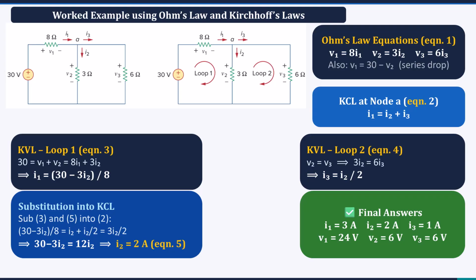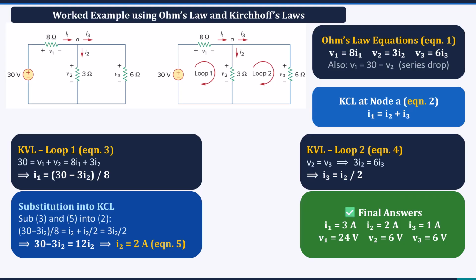Node A is the junction where the 8 ohm, 3 ohm, and 6 ohm branches meet. This circuit has 2 loops, so we will need KCL at node A plus KVL around both loops, together with Ohm's law. Equation 1, Ohm's law. V1 equals 8I1, V2 equals 3I2, V3 equals 6I3.